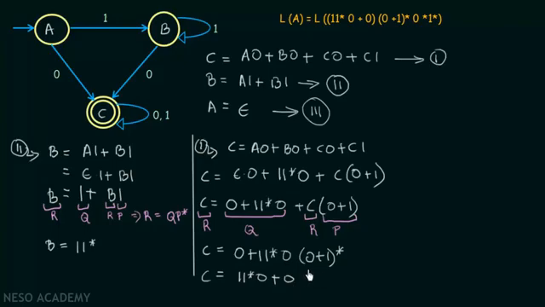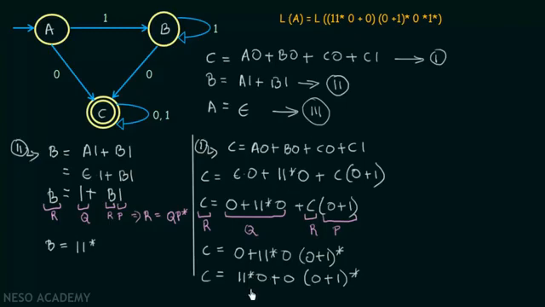So I'm just rewriting it, just rearranging it. Then 0 plus 1 star. Okay, so this is the regular expression that we are getting for this final state C. Now if you compare it with the regular expression that was given in our statement, it looks the same.